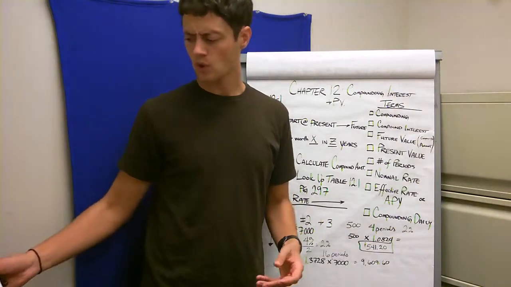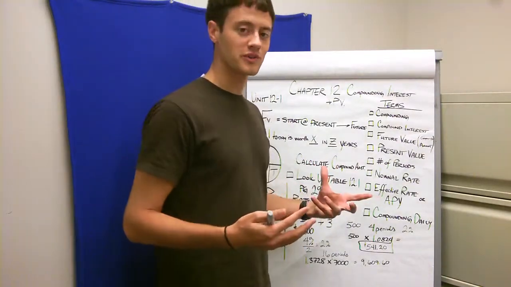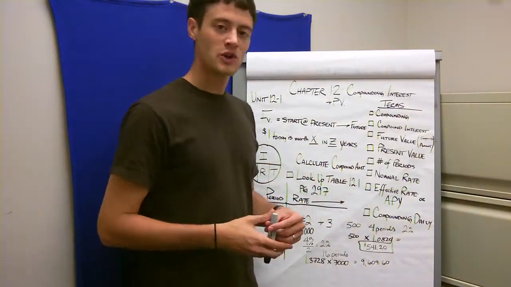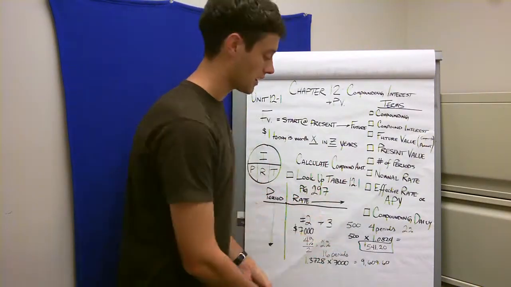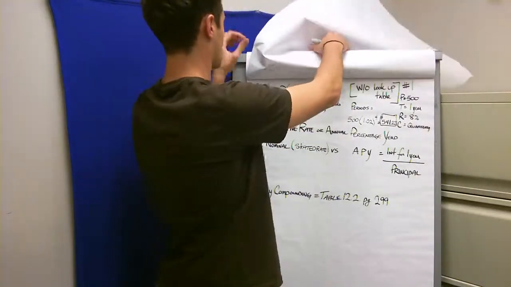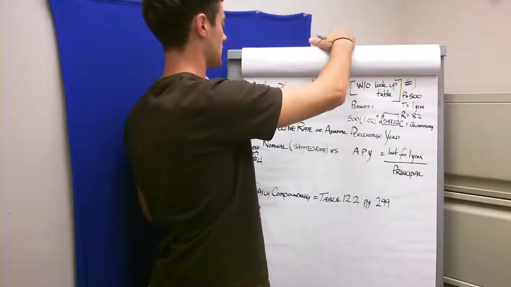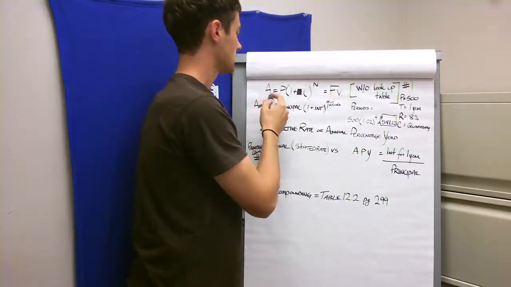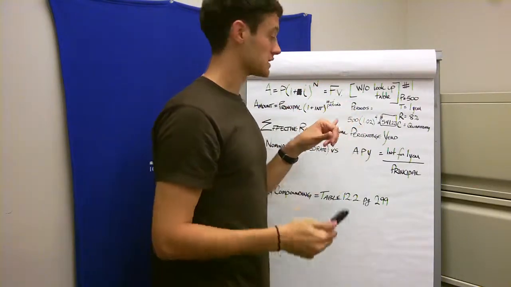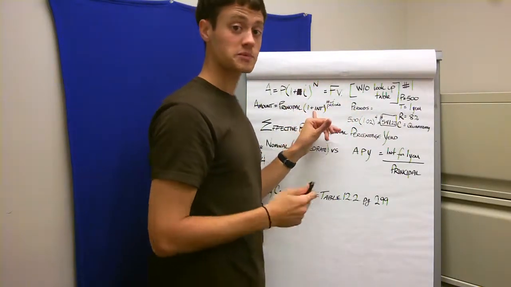gets $9,609.60. What happens if you don't have the book with you and you need to figure out a future value without looking at the lookup table? Well, there's actually a great formula, and it is your amount is equal to your principal times 1 plus the interest. Now is this your regular interest? No, it's your interest per period.